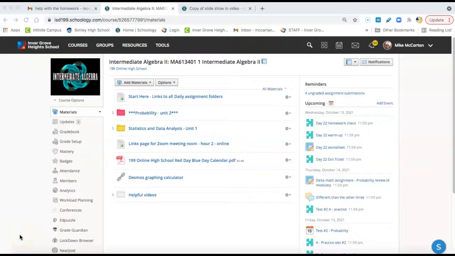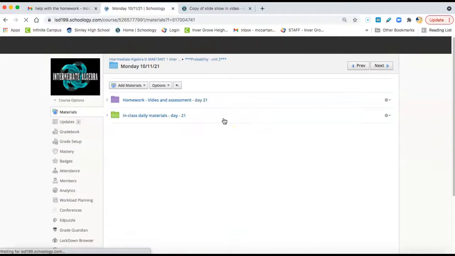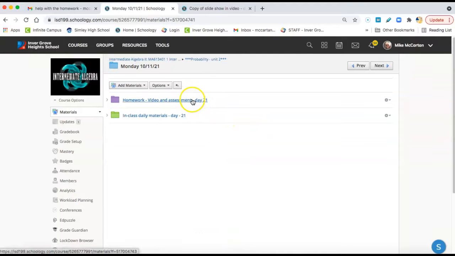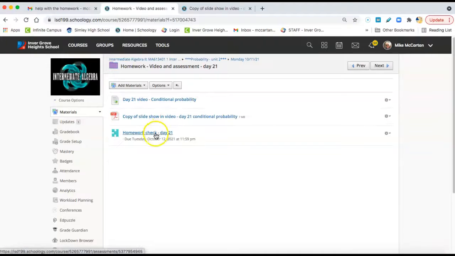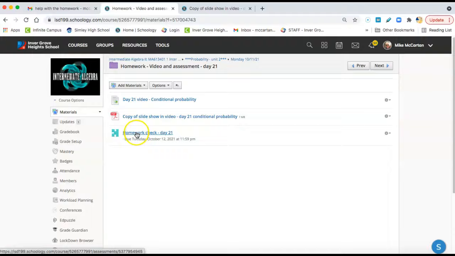Okay, hello. Looking at day 21 here. So I'm going to click on the top link here and find day 21. It's right here, conditional probability, the one with the tables. Start with the homework. All right, copy the slideshows right here. I opened it up in a different tab up here already, just in case we need it.